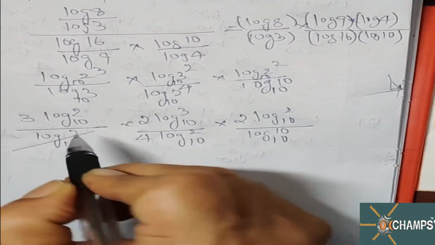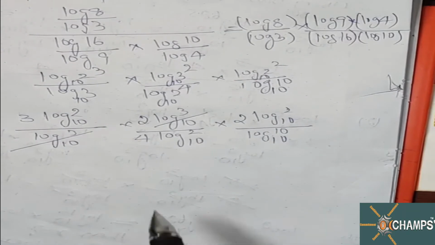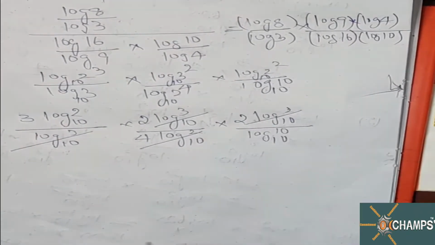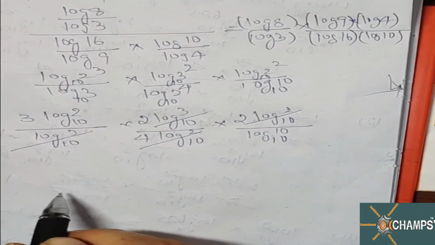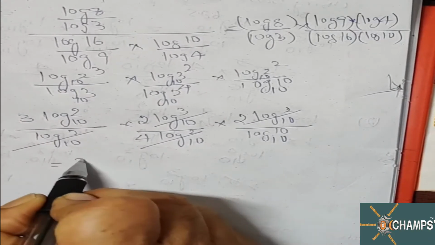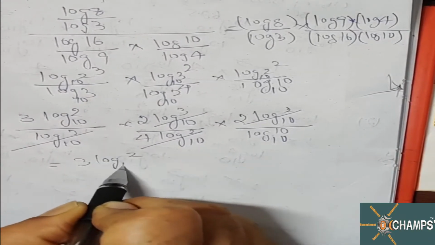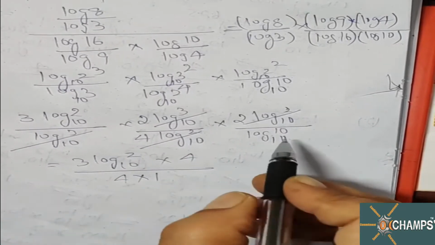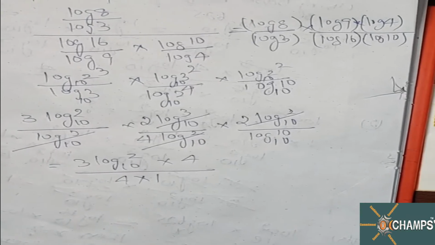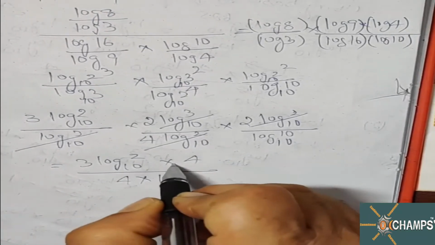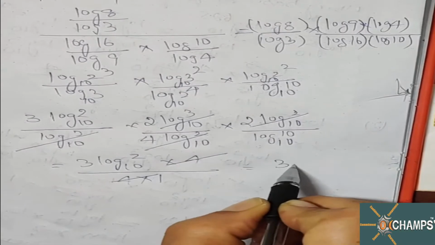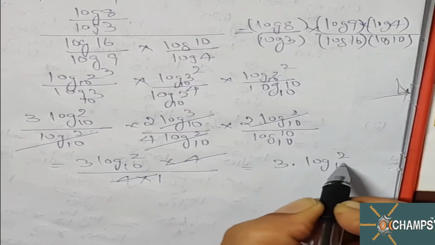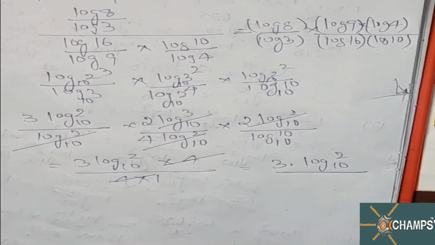Now log 3 to the base 10, log 3 to the base 10 cancel. Log 2 to the base 10, log 2 to the base 10 cancel. So this is equal to 3 log 2 to the base 10 into 4 divided by 4 into 1. 1 means log 10 to the base 10 is equal to 1. 4 again cancel, leaving with 3 into log 2 to the base 10. This is the answer to the given question.